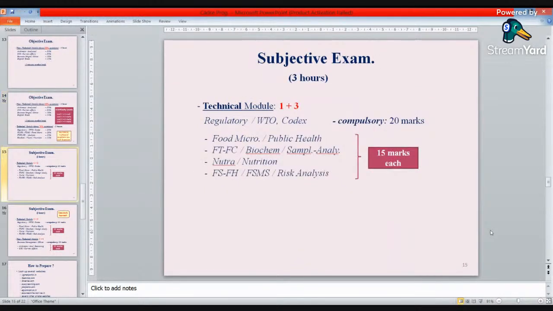Coming to the subjective exam, as I said, there will be 5 questions on your screen. One will be compulsory, which will be on regulatory WTO Codex. And out of the remaining 4, you have to answer 3. The remaining 4 questions will be in these 4 areas.